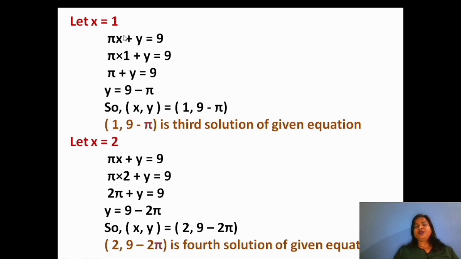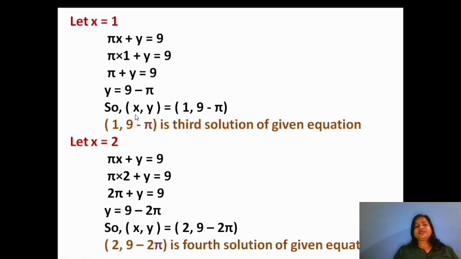Now we will put the value of x in the same equation. Pi x plus y is equal to 9. Pi multiplied by 1 plus y is equal to 9. Pi plus y is equal to 9. y is equal to 9 minus pi. Pi will come to the right side, so the sign of pi will be changed.